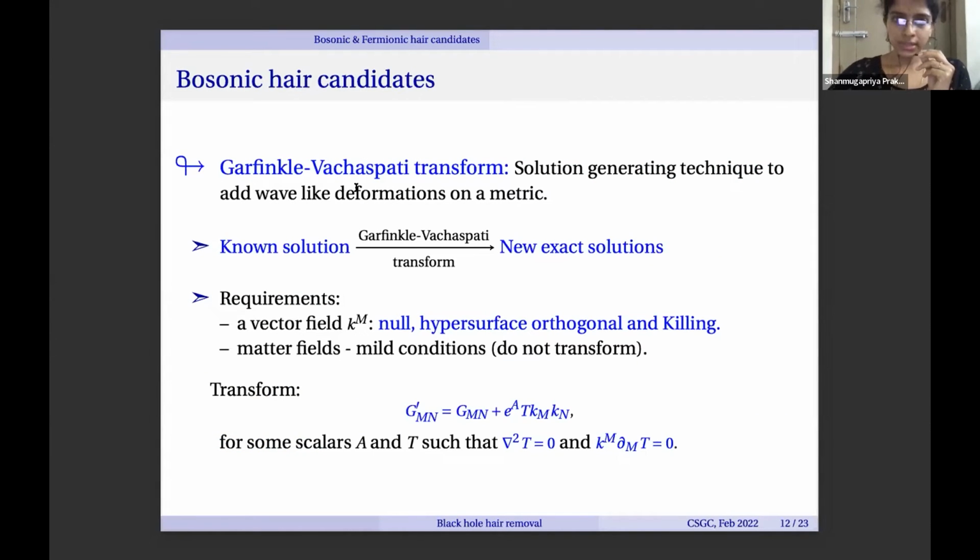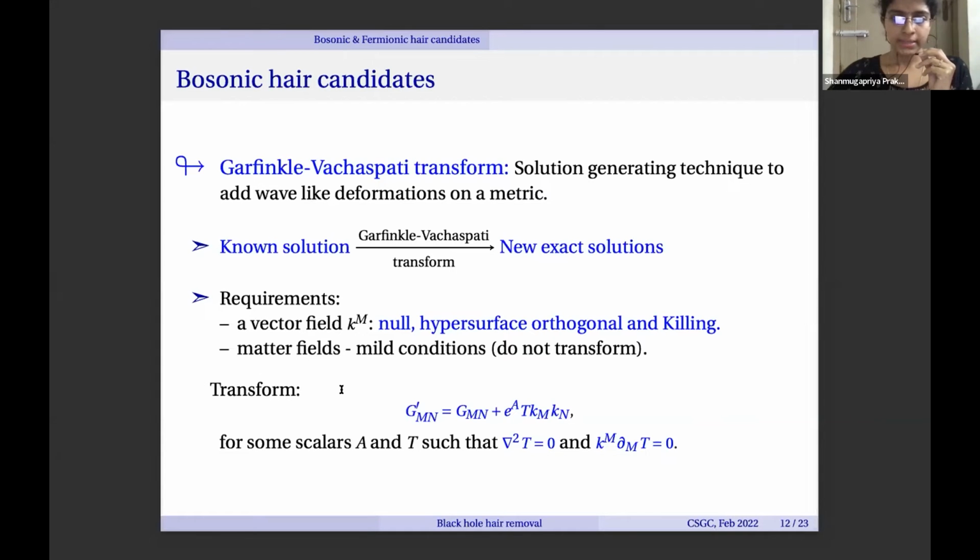And we will first do the Garfinkle-Vachaspati transform, which is a solution generating technique that adds wave-like deformations on a metric. So we take a known solution, apply the GV transform, and obtain new exact solutions to the equations of motion. Of course, this cannot be done on all metrics. Our known solution must contain a vector field Km, which is null, hypersurface orthogonal, and Killing. And if there are any matter fields present in our theory, they should satisfy certain mild conditions.